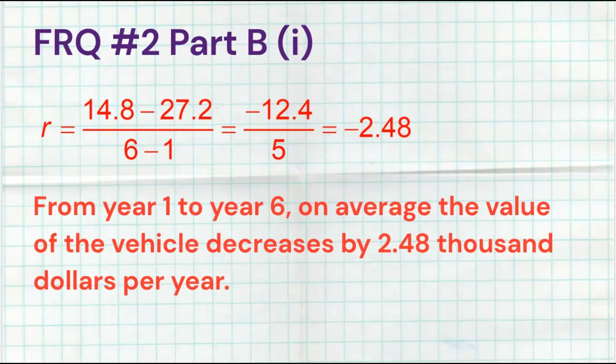But I think it's important that you understand what the units on that value are. So from year 1 to year 6, on average, the value of the vehicle decreased by 2.48 thousands of dollars per year. So each year from 1 to 6, on average, we lost $2.48 thousand of value for the car.